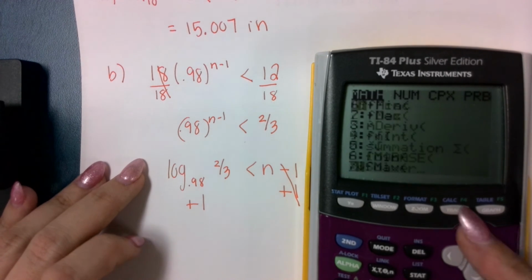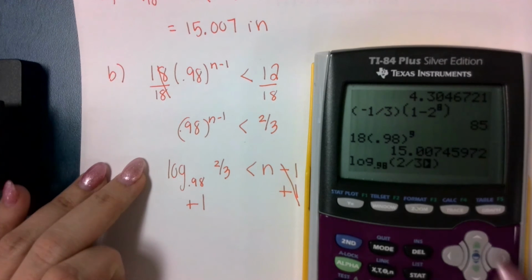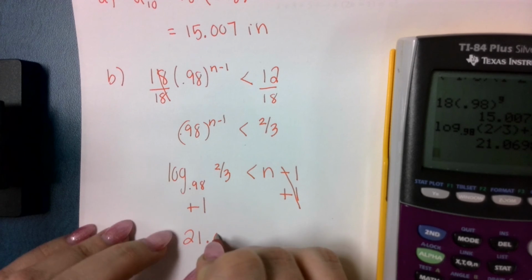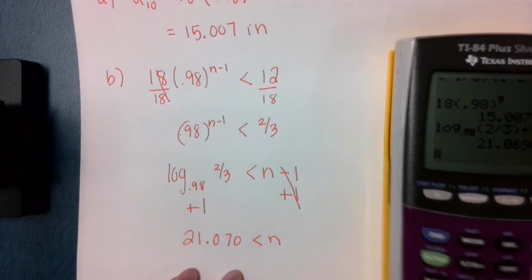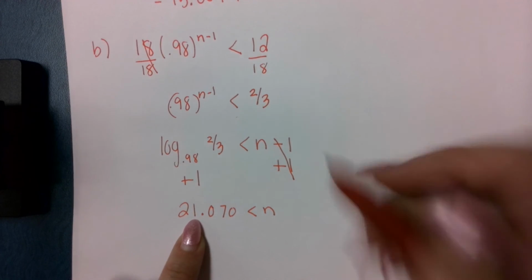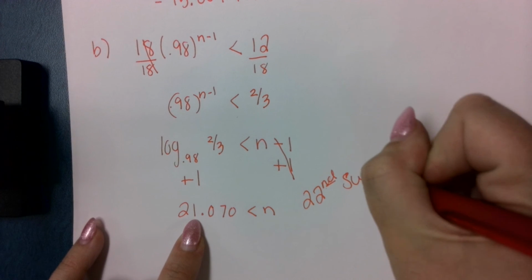So remember, log base 0.98 of 2/3 plus 1 gives us 21.070 is less than n. So if I need it to be less than 12, I need n to be greater than 21, which means it would be on the 22nd swing.